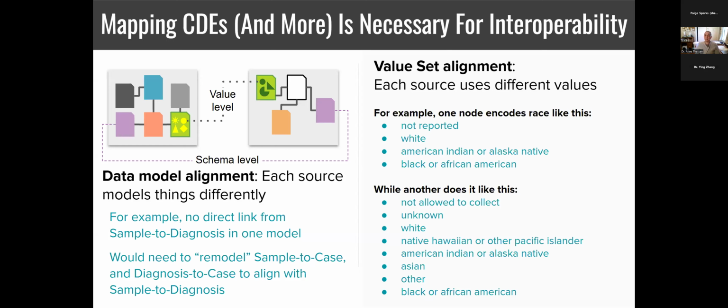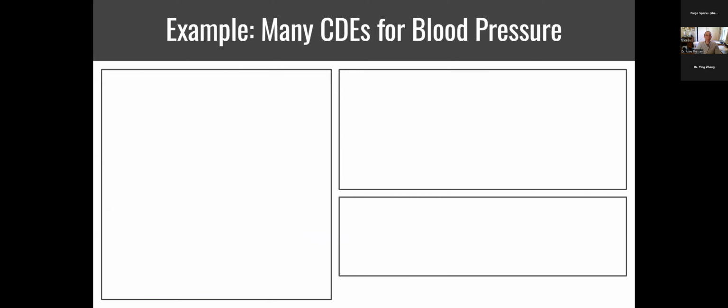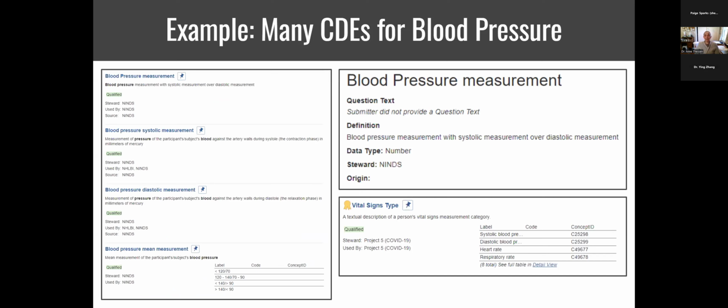For one question, might give 4 options for race, while another question gives many more options for race. And sometimes these are overlapping and not a one-to-one relation. Now here we have many CDEs for blood pressure. These are just a small sample of the blood pressure CDEs available in the National Library of Medicine CDE repository.